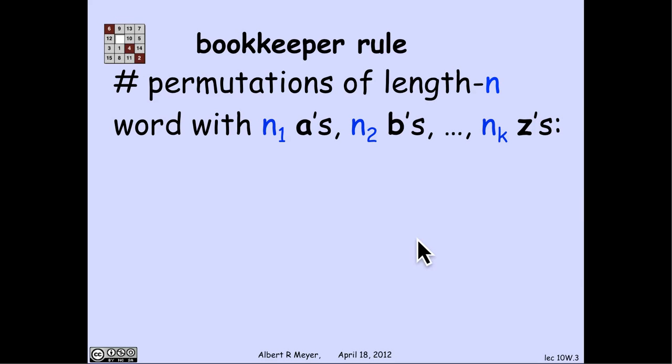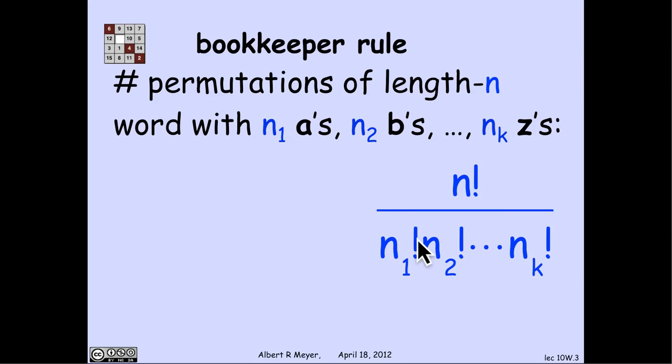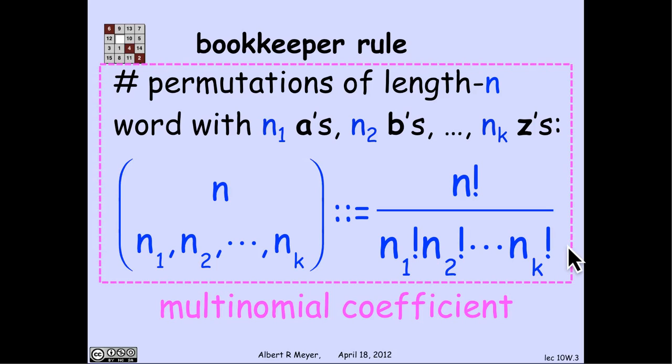More generally, by the same reasoning, if I look at a sequence of n letters, of which n1 are A's and n2 are B's, up through nk are Z's, then the number of permutations of those letters with the repeated A's, B's, and Z's is n factorial divided by n1 factorial times n2 factorial through nk factorial. And this formula occurs so often that it has a name. It's called a multinomial coefficient.